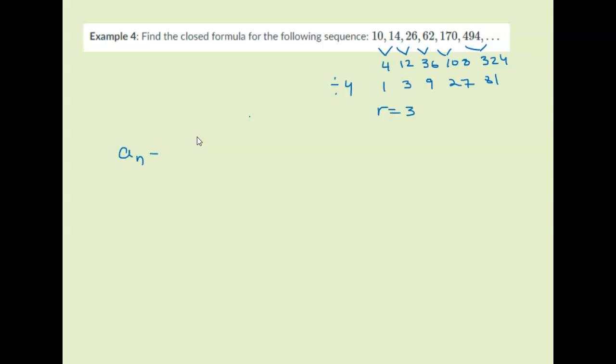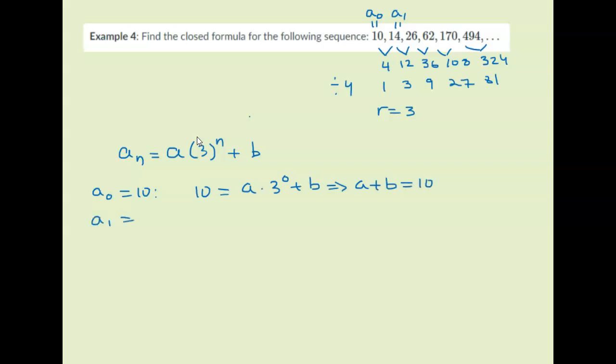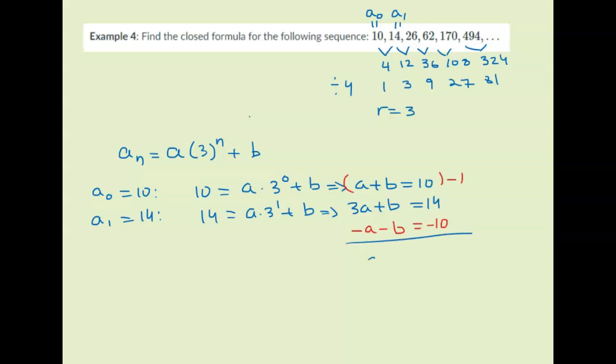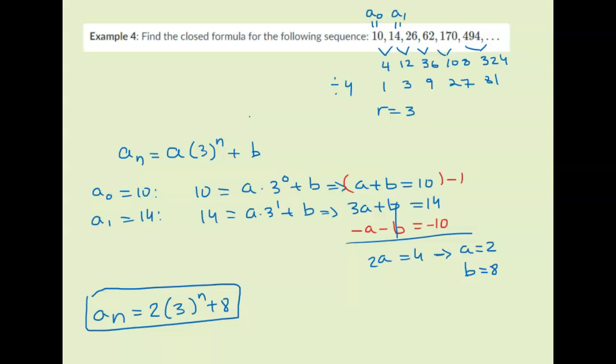Alright, so we're going to take that and say our general term, because it's a geometric sequence, it's an exponential, it's going to be some constant, 3 to the n, plus another constant. Okay? We're going to use a0 equals 10 and a1 equals 14. So a0 equals 10. We have 10 equals a times 3 to the 0 plus b. So a plus b equals 10. a1 equals 14. So 14 equals a times 3 to the 1 plus b. So 3a plus b equals 14. Alright, multiply the top equation by -1. Negative a minus b equals -10. 2a equals 4, so a equals 2. And b has to equal 8. Alright, so an is 2 times 3 to the n plus 8. This is the formula for that geometric sequence. And that's it. There we go.